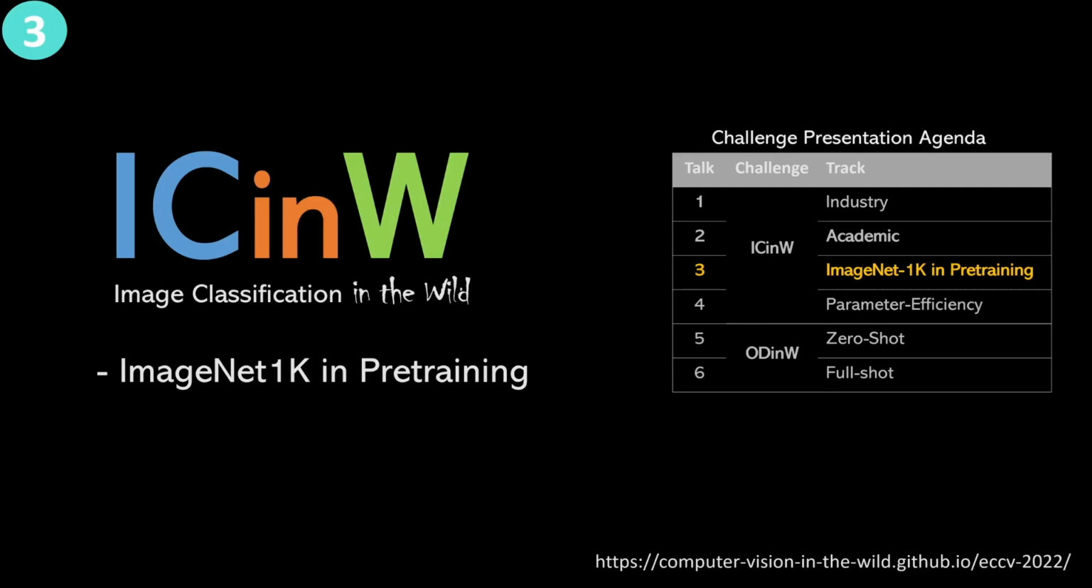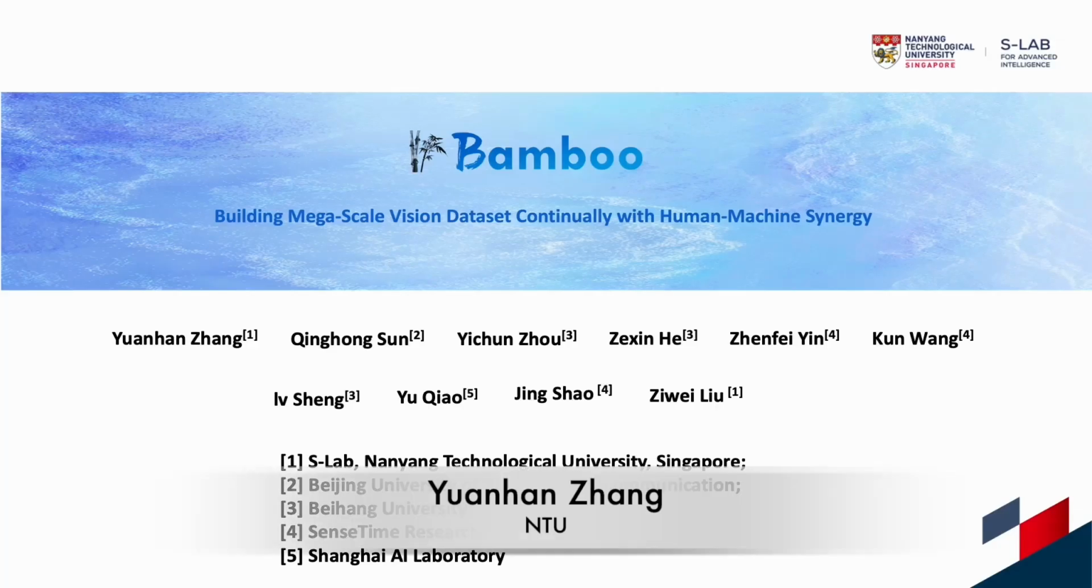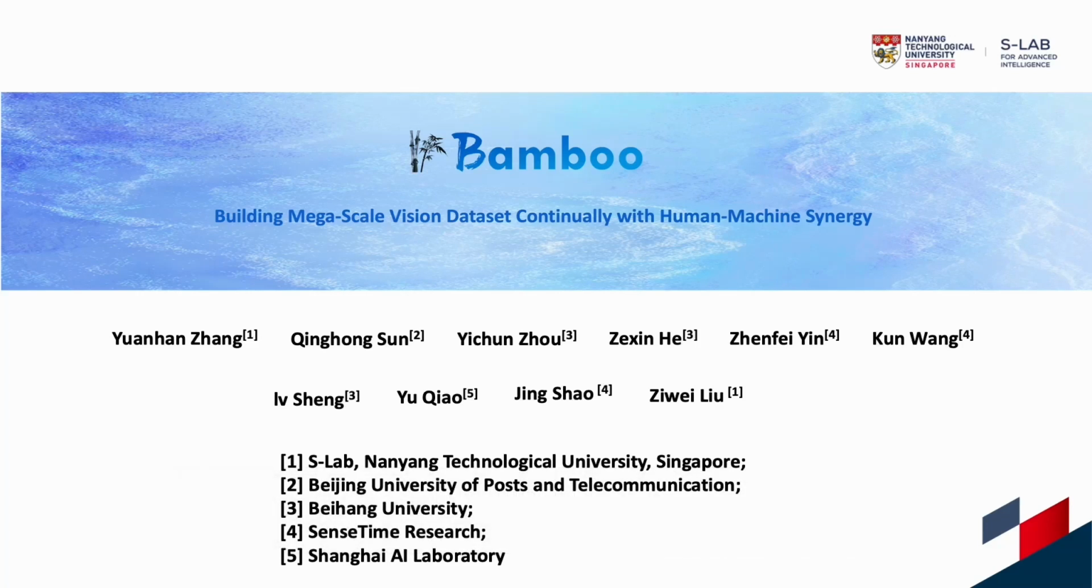Here is the presentation in the ImageNet-1K pre-training track of the Image Classification in the Wild Challenge. Hello everyone, thanks for watching this video. Today I would like to introduce our work Bamboo: Building Mega-Scale Vision Dataset Continually with Human-Machine Synergy. My name is Yuanhan Zhang. I'm from S-Lab, NTU, Singapore. The ViT-B model pre-trained on Bamboo achieves very good performance on the Computer Vision in the Wild Challenge image classification track. Now let's introduce why and how we build this dataset.